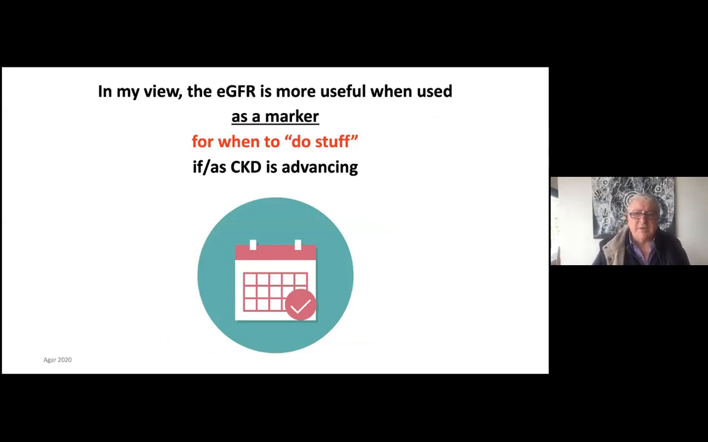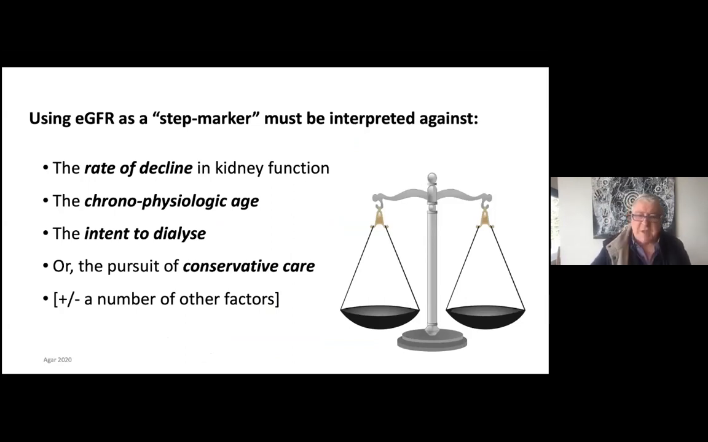In my view, the eGFR is more useful if it is used as a marker of when to start doing stuff as the CKD is advancing and eGFR is falling. By using the eGFR as a step marker, we need to interpret that against the rate of decline. So how fast is it going? How fast are you losing kidney function? Obviously, if you're losing kidney function nice and gently and slowly, then we can also be more relaxed in the approach we take to getting that patient ready for what might be coming. If, on the other hand, the eGFR is going down hand over fist at a rapid rate, then clearly we need to step in quicker and more actively.